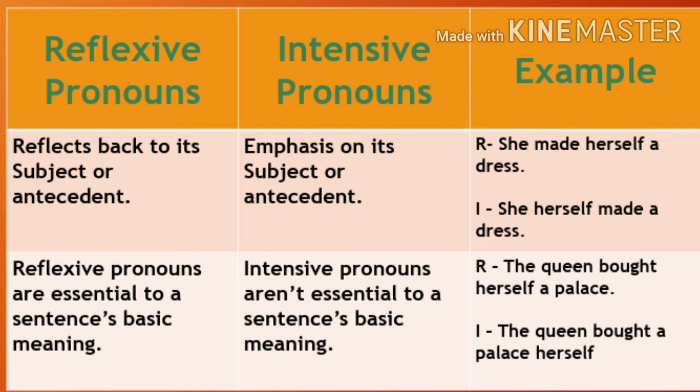Reflexive pronouns reflect back to their subject or antecedent, and intensive pronouns emphasize their subject or antecedent. Here the example would be, for reflexive pronoun it will be, she made herself a dress. But the same example in intensive pronouns will be, she herself made a dress. If you notice, in reflexive pronoun, she made a dress for herself. But in intensive pronoun, she herself made a dress and there was no help from anybody else.